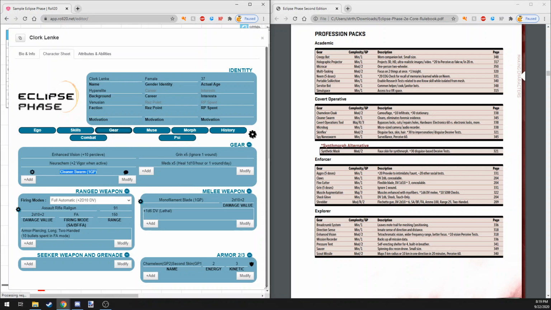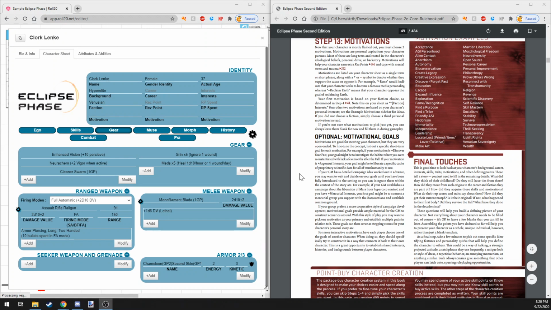I got myself a cleaner swarm, and then for 1 GP, I got myself a monofilament blade for 1 GP, and then I got second skin armor for 1 GP, which brings me up to 3 spent so far, and then I got the chameleon modification for it for an additional 2. So that takes me up to 5. I've spent all of my GP.